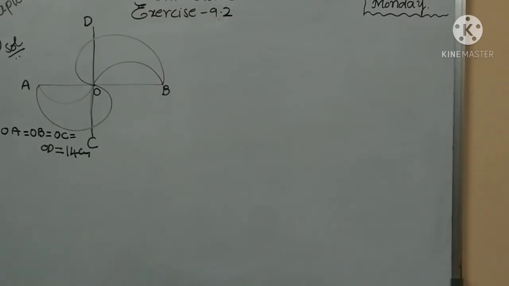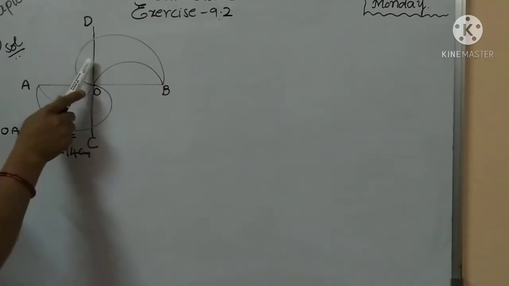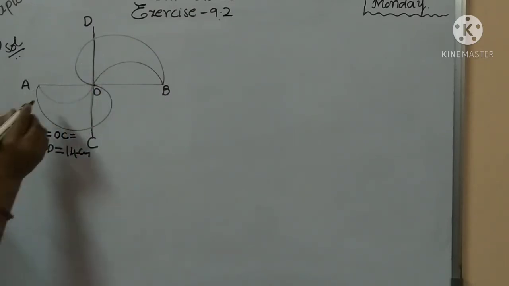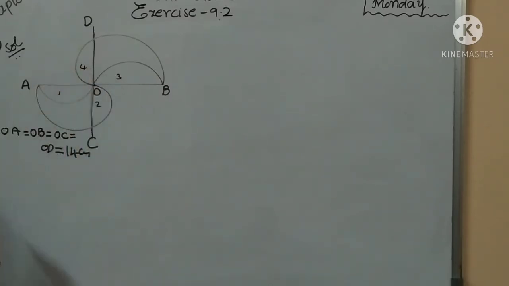Next, fifth problem. The adjacent figure consists of 4 half semicircles. So here 1, 2, 3, 4. These are semicircles, 4 half. Here I have given the numbers 1, 2, 3, 4.